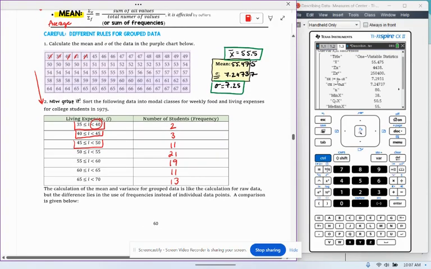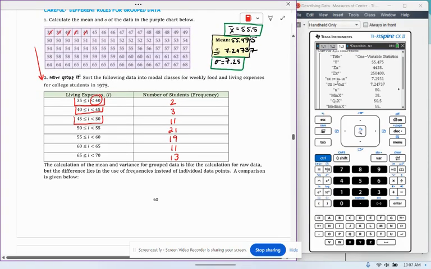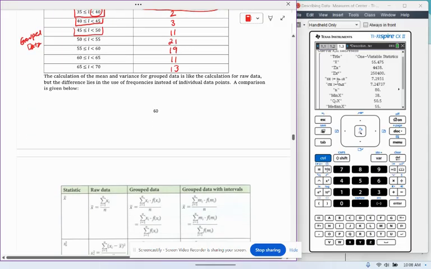So the calculation of the mean and variance for grouped data is like the calculation for raw data. This would be the raw data. This would be the grouped data. But the difference lies in the use of frequencies. Notice what this column is labeled, frequency, instead of individual data points. A comparison is given below.